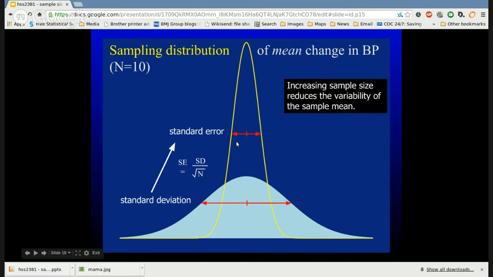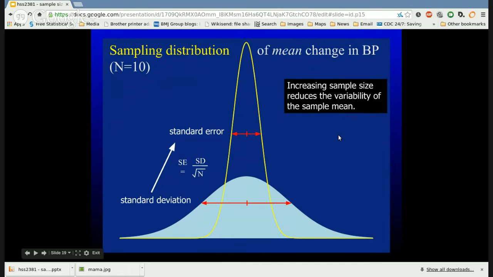Okay, here we have a standard error. Standard error is standard deviation divided by the square root of the n. As the n gets bigger, this number gets smaller. So the width, the standard error, the width gets tighter and tighter and tighter. So that's visually what's going on when we get more people in our sample. We're getting a tighter, thinner distribution of the variability of the mean change.